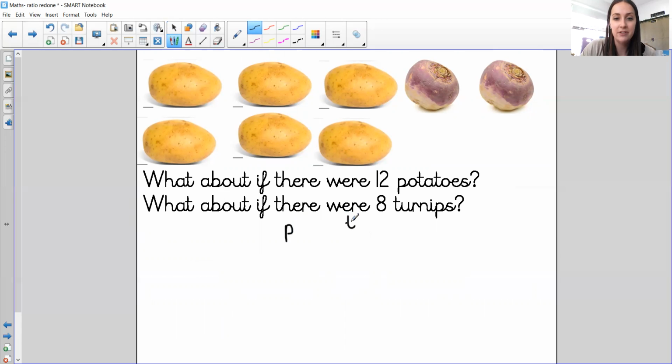So I've written P and T, potato and turnip. I can see here that the ratio is 6 to 2, and if I divide them both by 2, my basic ratio would be 3 to 1. For every 3 potatoes, there is 1 turnip. So if I now want there to be 12 potatoes, I'm going to write 12 on the potato side.